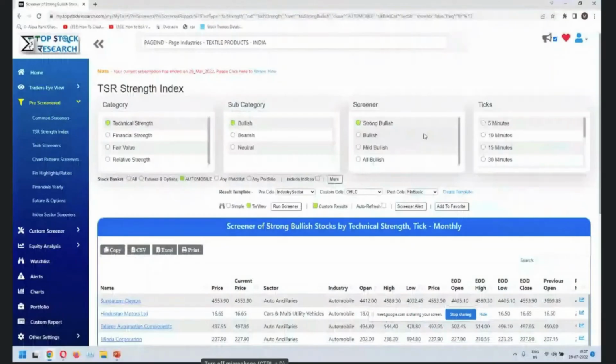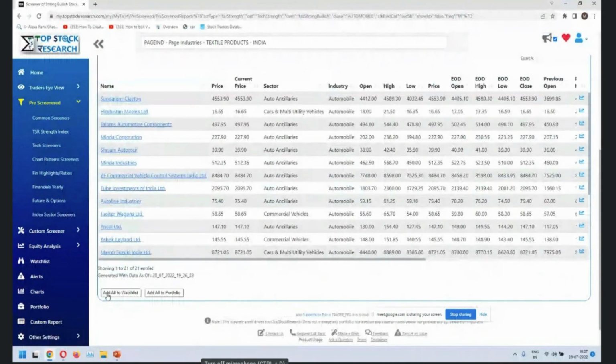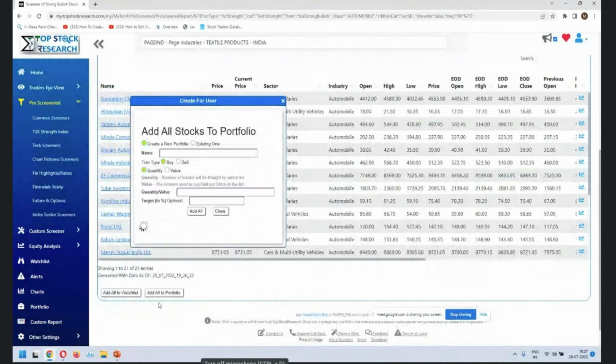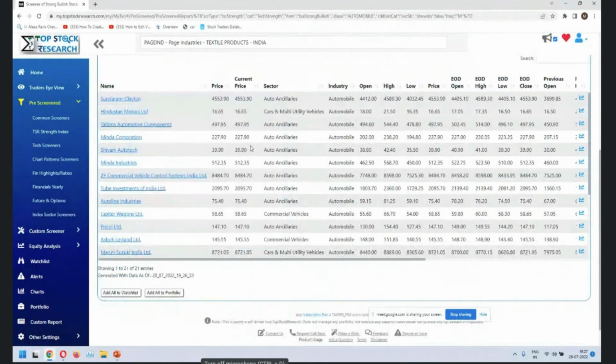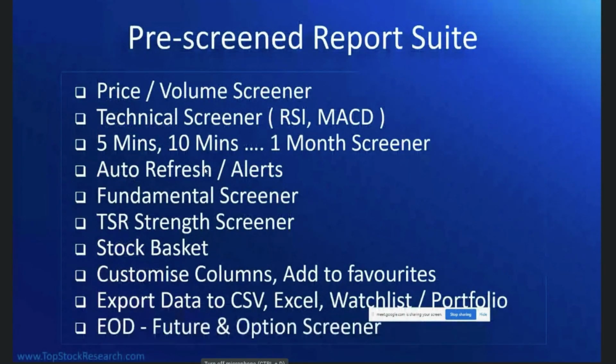What else we have? If you feel that this is an important thing and you want to observe it for your own testing purpose, you can add all the stocks to watch list. You can add all the stocks to portfolio, right? So these are certain things which you can do. We'll cover that. I think the next session on this is on Saturday, right? We'll cover these sections in much more detail on Saturday when we cover pre-screened and custom screener. What else we have in the pre-screened?